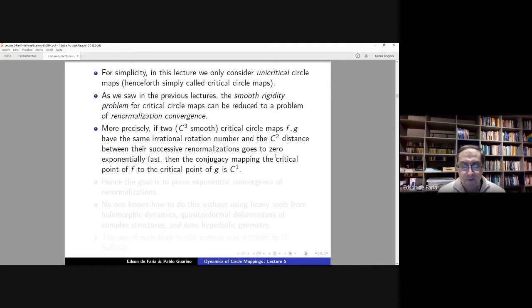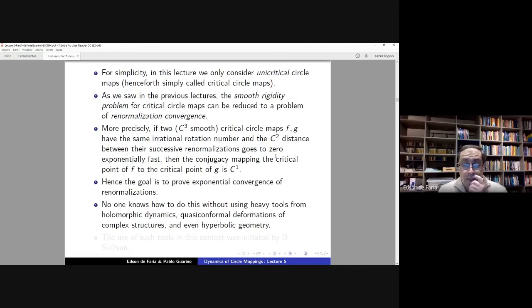So if there is a full measure set of rotation numbers for which this ansatz still holds, in other words, this C0 exponential contraction implies C1 conjugacy. In fact, this implies a little bit better. It implies C1 plus alpha conjugacy, okay? But that's just a technical detail here. Just think of it in these terms. What we really want is to show that the successive renormalizations converge together at an exponential rate in a suitable topology, which you can think for now just the C0 topology.